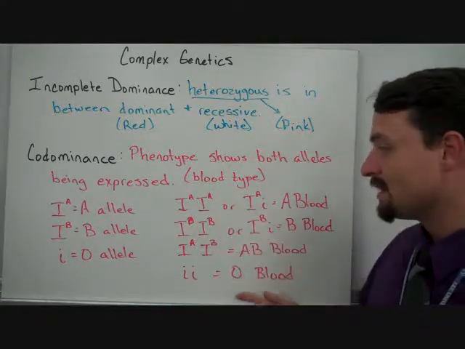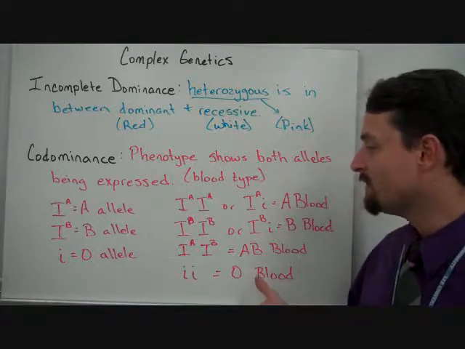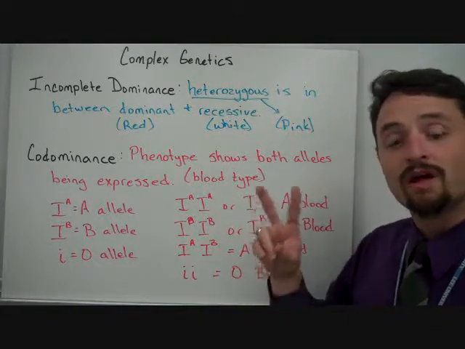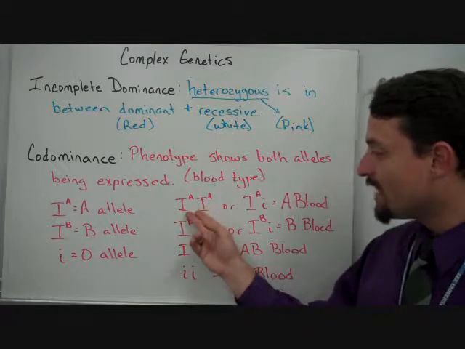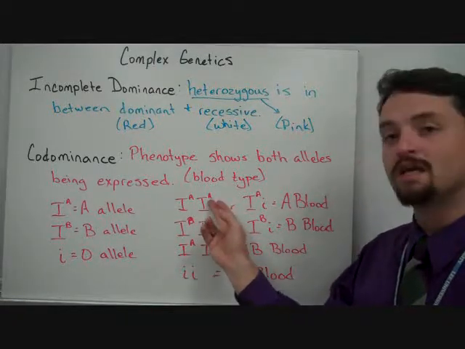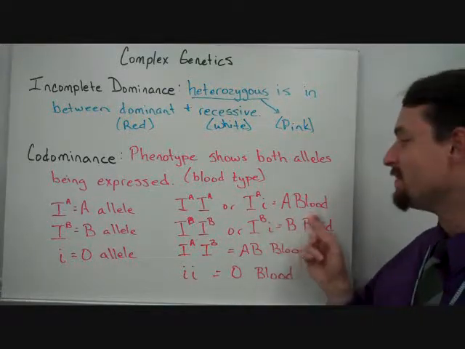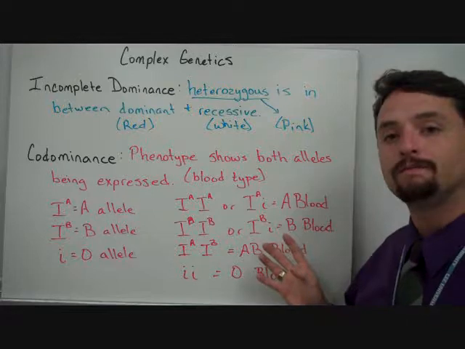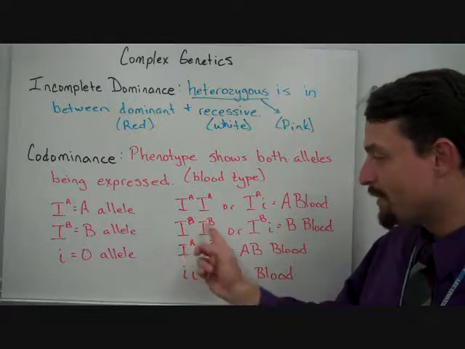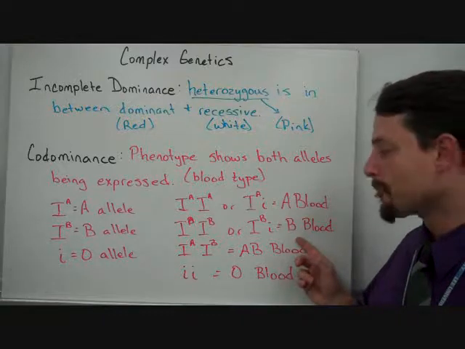So when we look at this to find out what an individual may have, you have to take into account that they still have two alleles. So if they have big I with the A allele and big I with the A allele, or they have big I with A allele and the lowercase i, they have what we call A blood. If they have the B's or the B and the little i, they have what we call B blood.